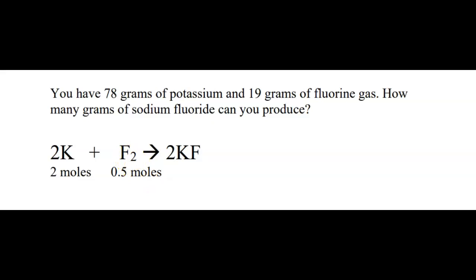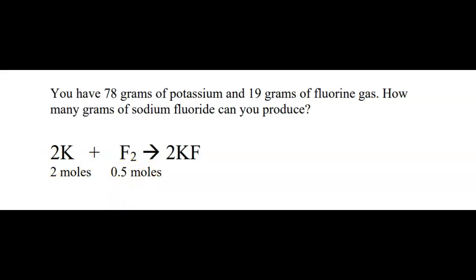Let's take a look at this next piece. Now we want to ask, what is the limiting reagent? Which are you going to run out of first? Let's find out. You need twice as much of this as this. But you have 4 times as much of this as this. You have 4 times as many moles of K as you do of F2. So you're going to run out of this F2 first.